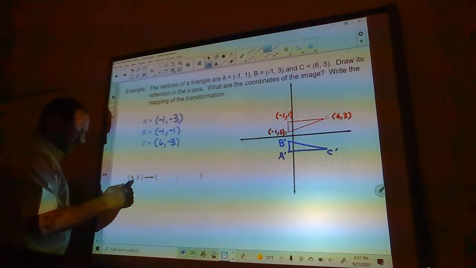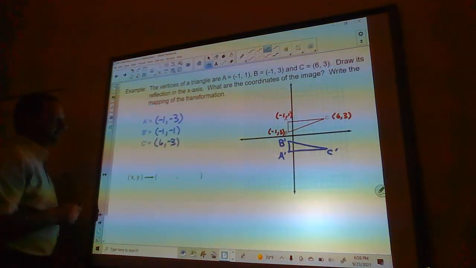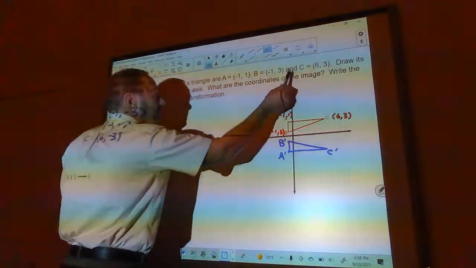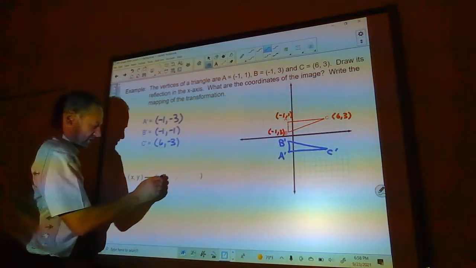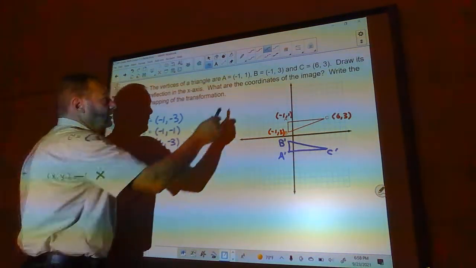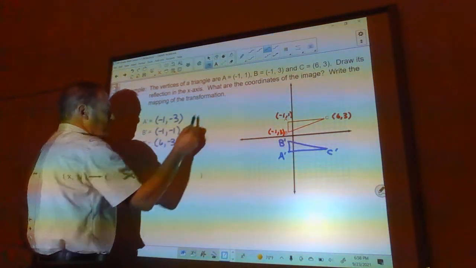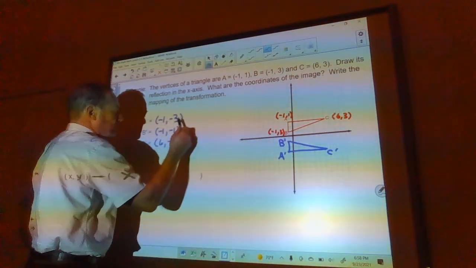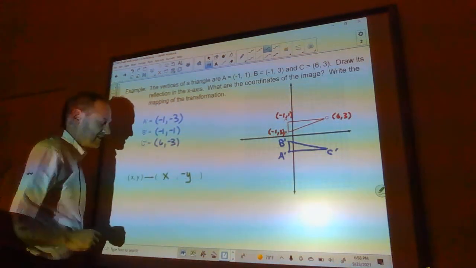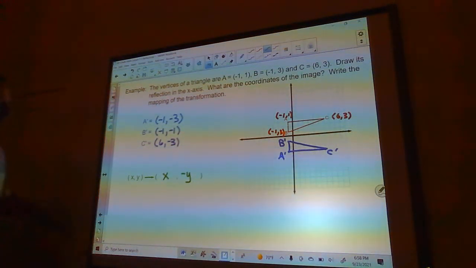Well, you write it like this. (x, y) goes to what? Well, if you look here, the x coordinates are all the same. So the x coordinate is still just x. I don't do anything to that. The y coordinate, though, the 1 becomes -1, the 3 becomes -3 on both of those. So I need to change the y sign, so I'm going to make it -y. This is my mapping right here. (x, y) goes to (x, -y), and I'm done.